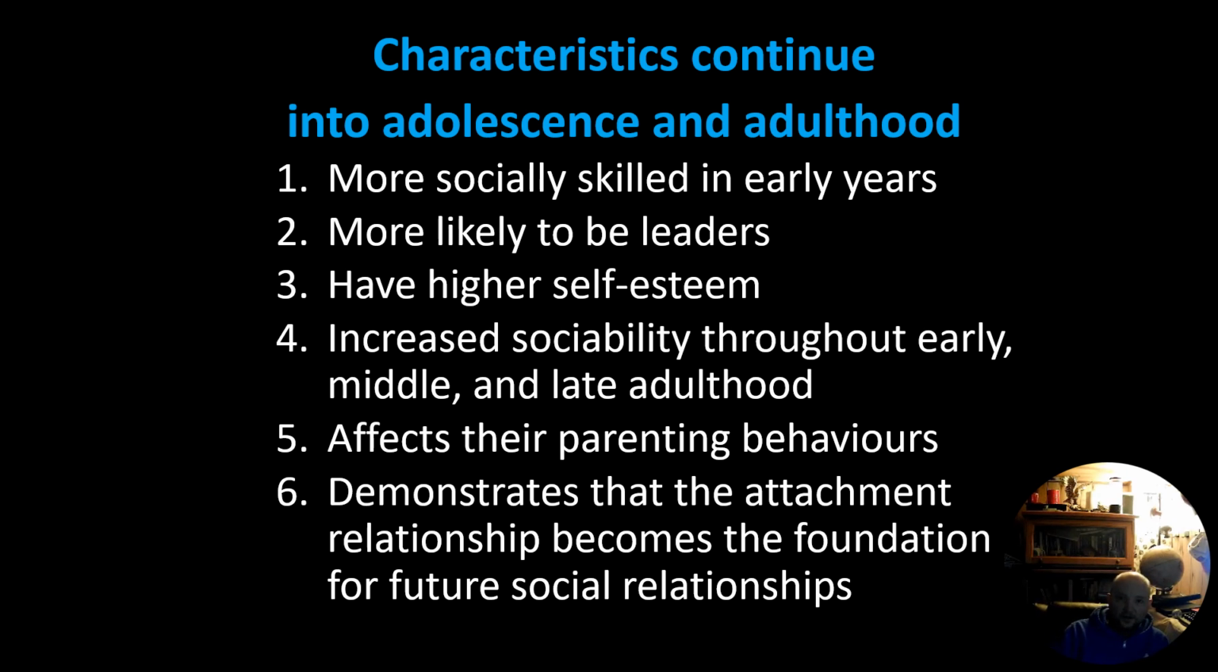Again, kids that score higher in the attachment scores and are more secure are more likely to be socially skilled in early years, more likely to be leaders, have higher self-esteem, and be more socially competent in early, middle, and late adulthood. It affects how they parent, right? So it's that last point, that it demonstrates that attachment relationships are foundational for future social relationships. It's when the child is learning how to relate. Okay, I'm going to use that. That's a decent segue. How to relate. Relate, relationship.